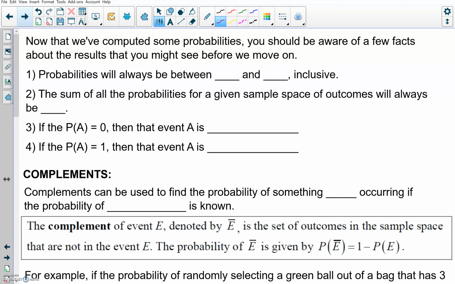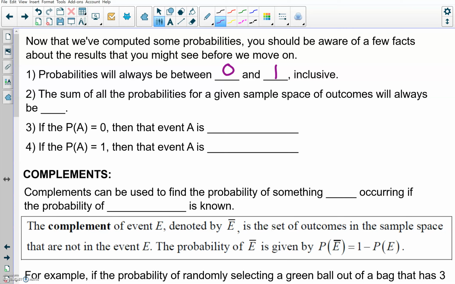Probabilities will always be between 0 and 1 inclusive. You'll never have anything in the negative side because it makes no sense when you're counting the outcomes to get a negative number. You're counting things, you're going to get positive things. So you'll never see a negative probability. The 1, that's like 100%.